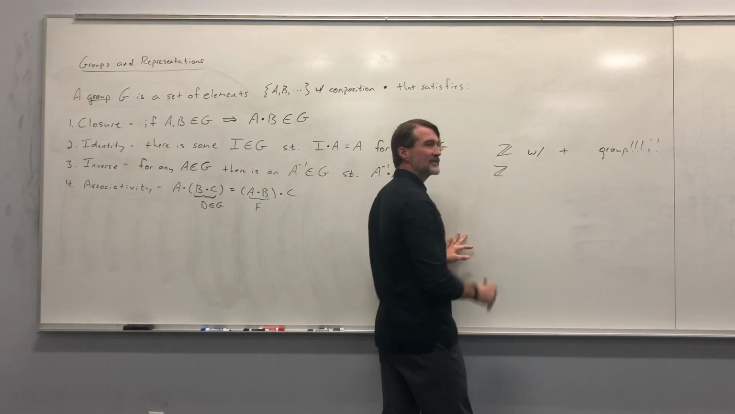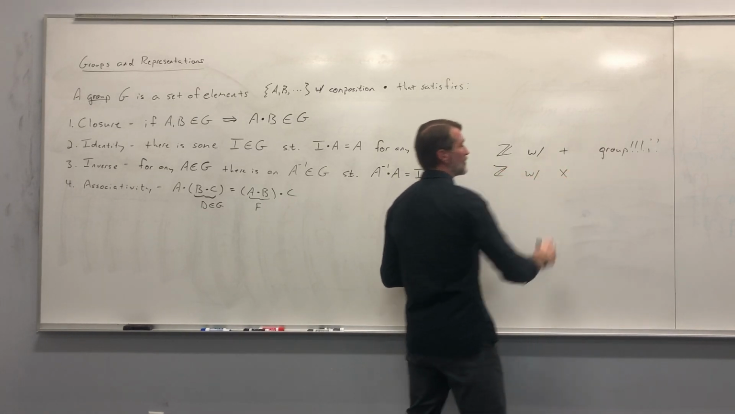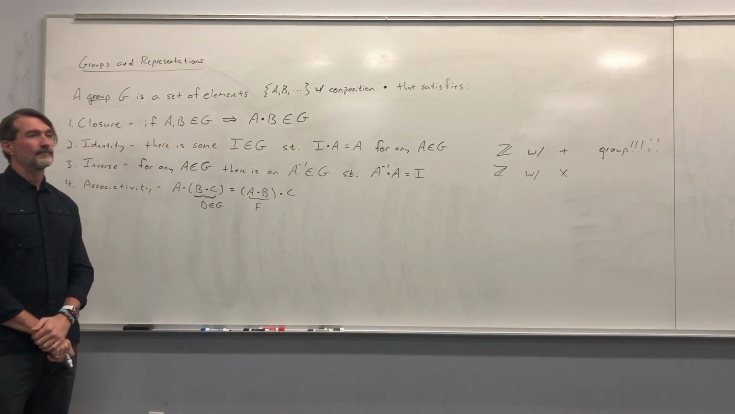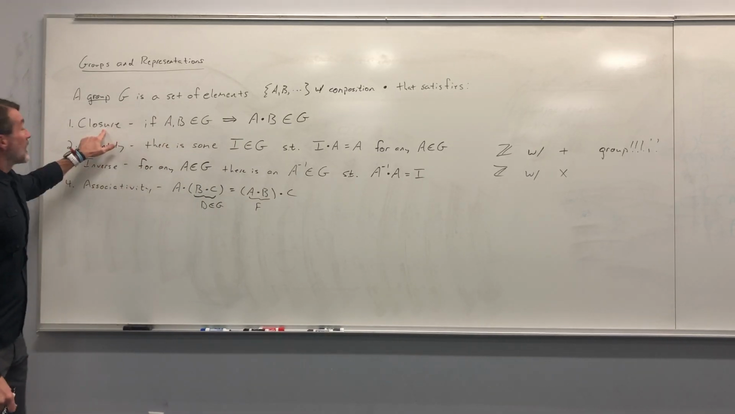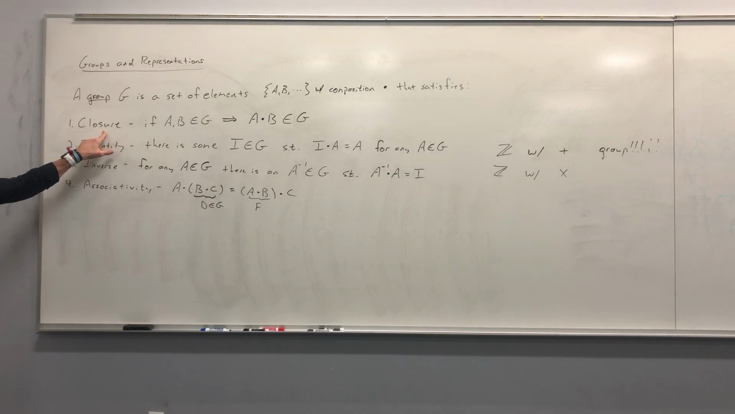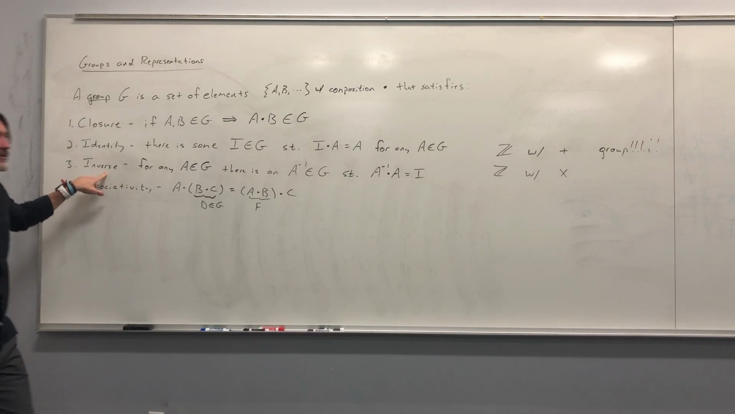Okay? Let's do it again. Z with multiplication. Closure. If I take two integers and I multiply them, do I get an integer? Yes! Multiplying, what would the identity be? 1. Yes! Inverse. No. Everybody realize that? What's the inverse of 2? It's 1/2, which is not an integer. Okay, so not a group.